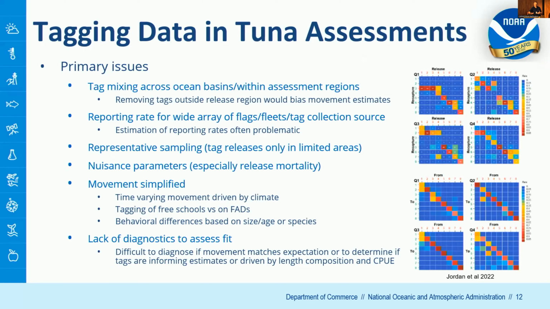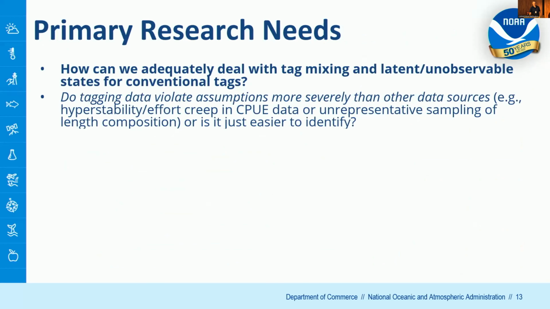And seeing whether the tagging data and the movement estimates kind of aligned. And I think what Matt pointed out was it didn't really happen here, in that it kind of pointed out that the length composition data may have been kind of driving those movement estimates. So I think that's a useful kind of diagnostic, looking at the tagging data maybe outside the model and comparing it to how much influence it's having on some of your estimates within the model.